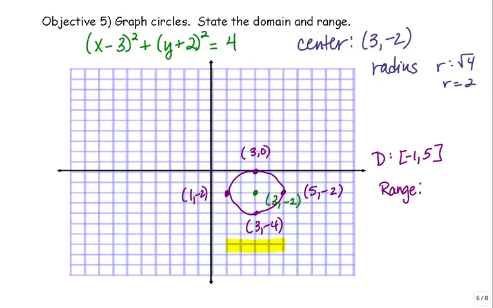Now what about our range? Our range goes from bottom up, right? So I'm just going to do it over here. If we come over here, bottom up, where are those values? So the y values are negative 4 to 0. Okay.